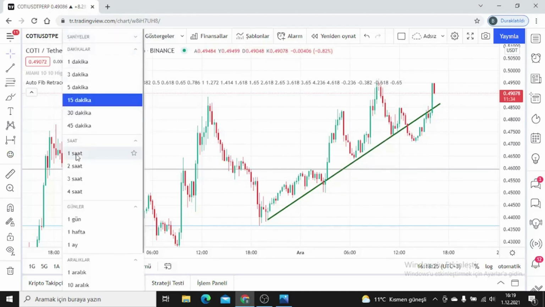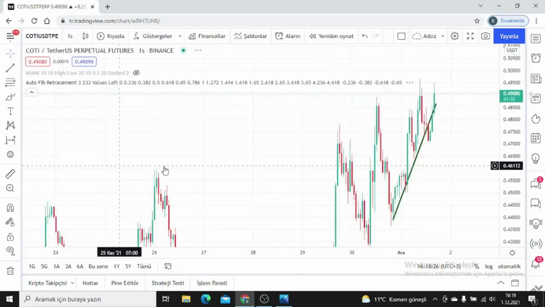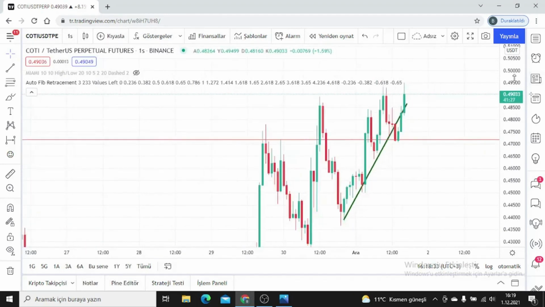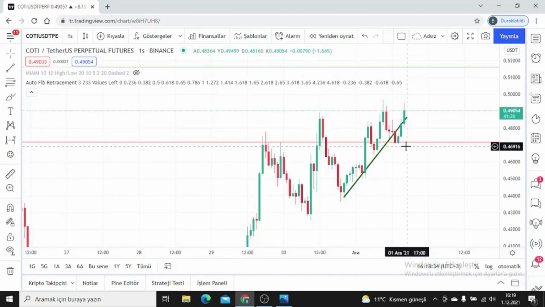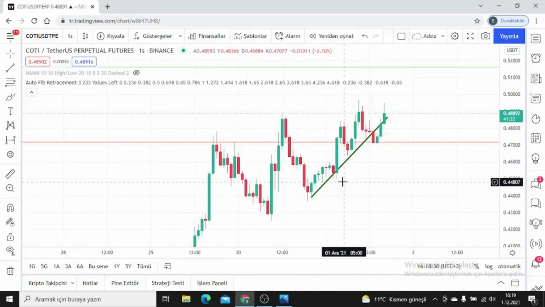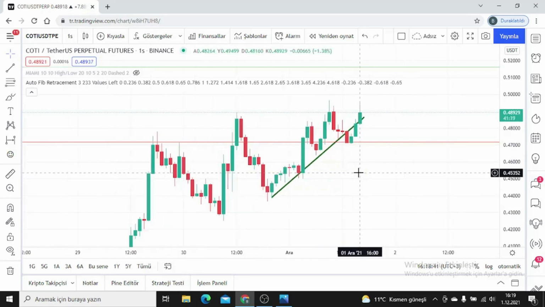Here's what I want to tell you. Look, in an uptrend and above the uptrend, price breaks the resistance of the uptrend. What would have happened if it had not broken the resistance? For example, the price has dropped and sagged here.